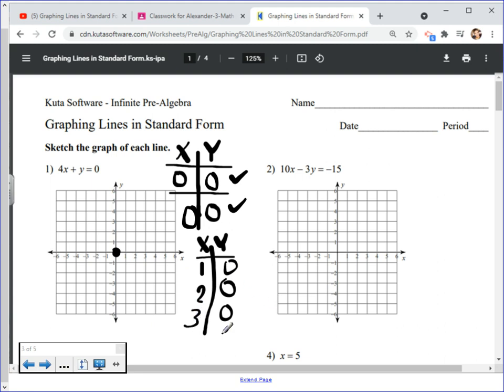you can just make all your y's 0. And then you can plot these points. So how do you graph 1, 0? You go over 1, up 0. You go over 2, up 0. You go over 3, up 0. So your line is actually going right here. That's a weird one. That's not going to be like the rest of them. We'll talk about the rest of them.